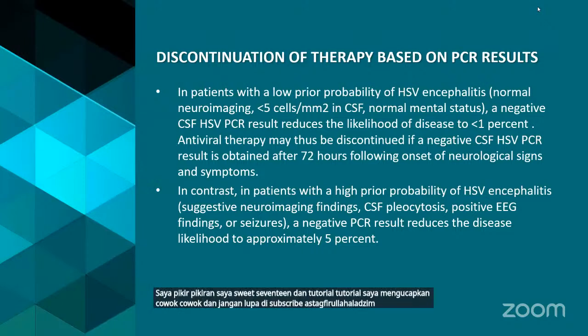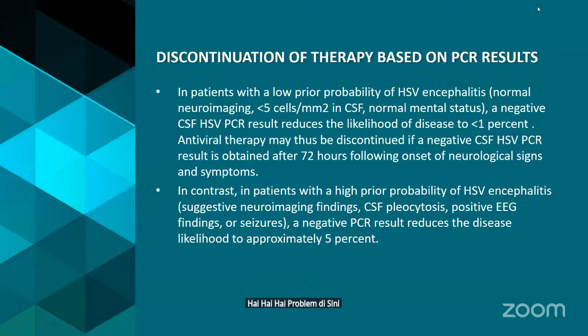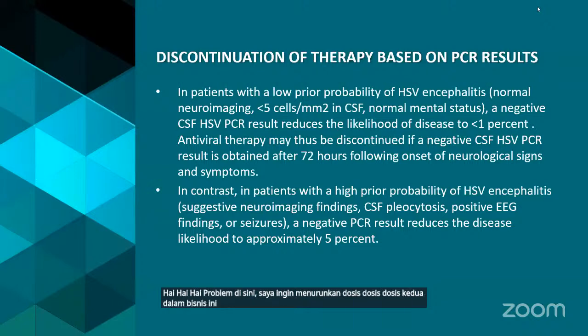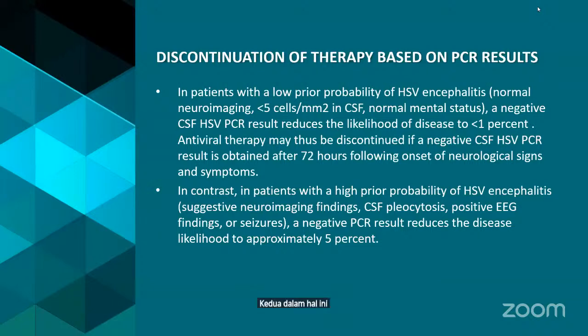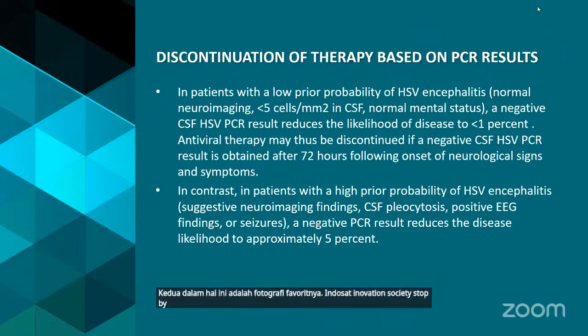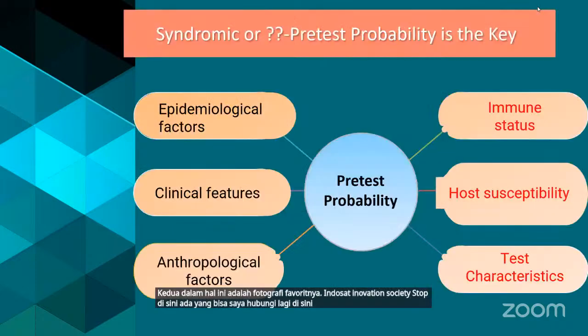Whereas in those with high probability HSV encephalitis, like a suggestive neuroimaging finding, pleocytosis, positive EEG findings, or seizures, a negative PCR result reduces the disease likelihood to approximately 5%. In those patients also, if you stop, 95% of the time you're likely to be right, but there is that 5% where the patient might still be having HSV encephalitis. So in that context, based on all the aspects, it will be better to continue acyclovir.